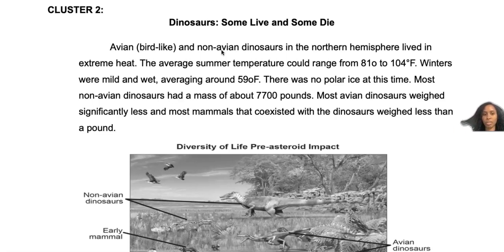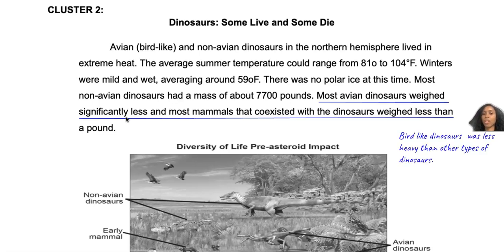One thing that stood out to me was this first detail, that most non-avian dinosaurs, that means dinosaurs that do not fly, were thick. They weigh 7,700 pounds, while most avian dinosaurs, the ones that actually did fly, were much lighter and weighed less. So I underlined that, and then I created my annotations that the ones that were more bird-like were less heavy than the other types of dinosaurs, the non-avian.